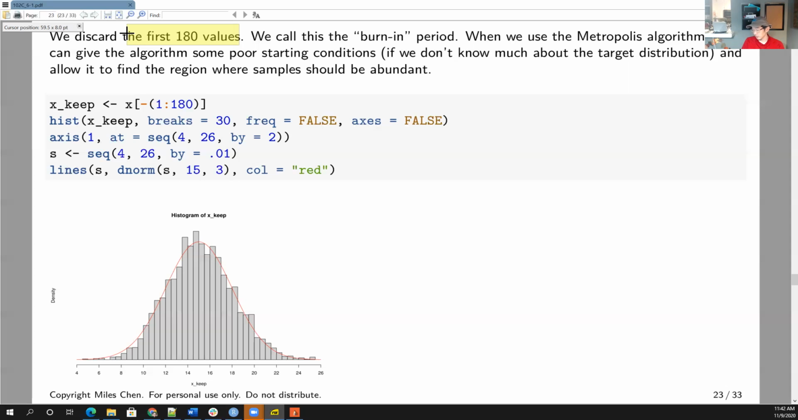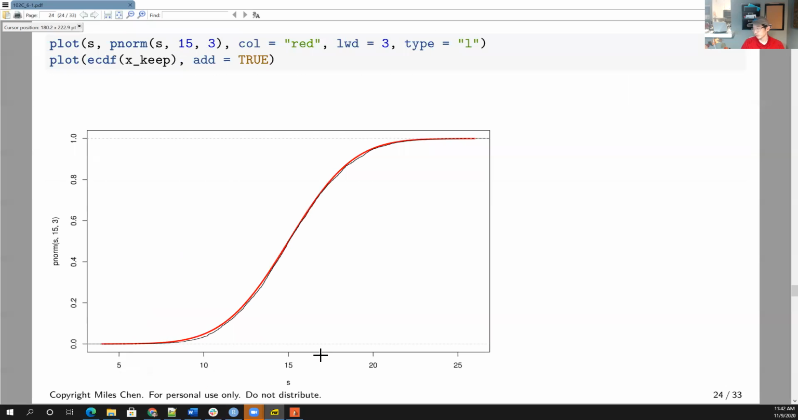All right, so that's a great thing about the Metropolis algorithm. You can give it a poor starting condition. It's going to eventually move to a region where the probabilities are high. Here are the values that I've kept, and it looks like it fits the normal distribution fairly well. Here's a plot of the empirical CDF versus the theoretical CDF. We don't get perfect alignment, but we get some decent values here.